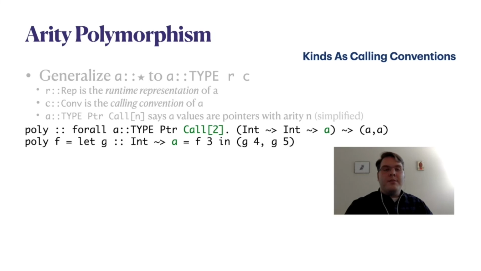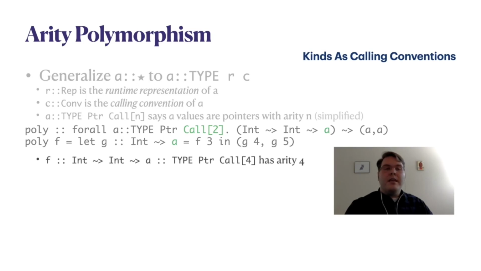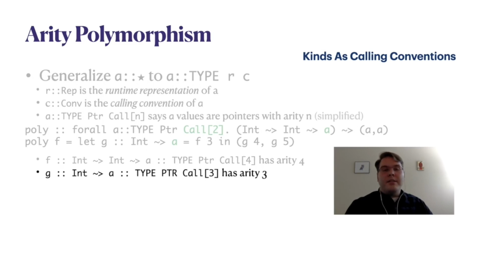For example, let's return to the troublesome poly definition from before. We can now pin down a specific arity for the generic type variable A introduced by the for all. Here we say that the generic type A is called with 2 arguments. Even though the type of A is abstract, its kind makes it clear that f has arity 4. That's counting the 2 known integers in the type of f, plus 2 more from the return type A. Also, g has the type int to A, but we know it has arity 3. So it takes 1 known integer argument plus 2 more arguments from the return type A.